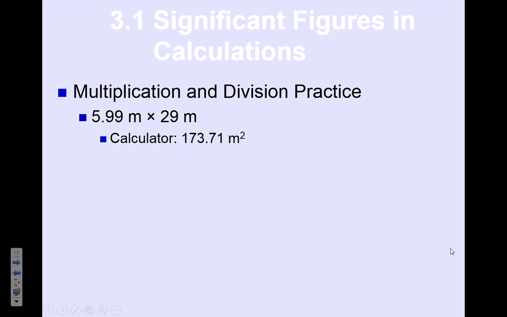So another instance where we're calculating an area. Well, we're going to get 173.71 meters squared. And that's what the calculator says. But once again, we have to evaluate our measurements to determine what our best rounded answer is.